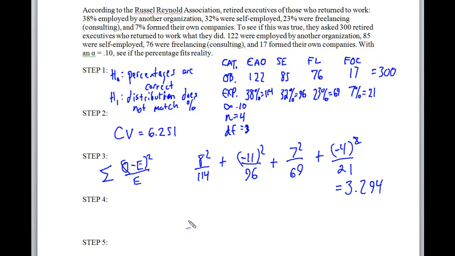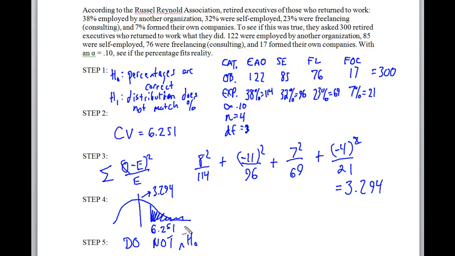3.294. So step 4 is to analyze the results here. Well, it looks like our critical value was 6.251. 3.294, folks. Not in the critical region. So therefore, our step 5 is to not reject the null hypothesis, which is great.